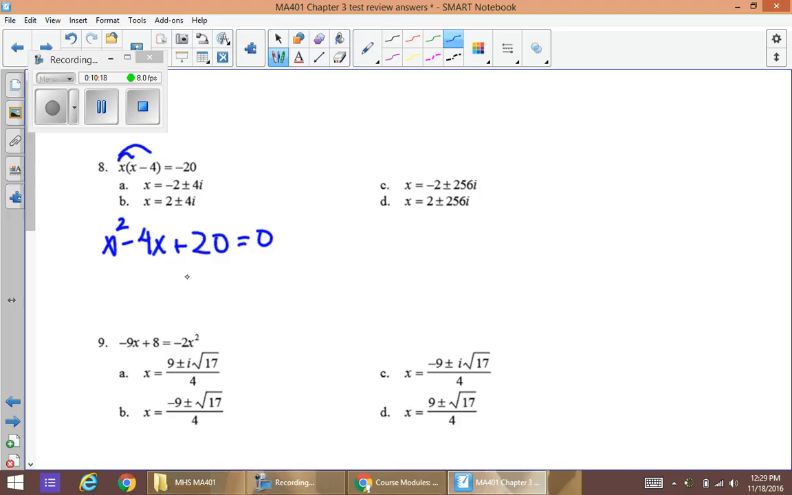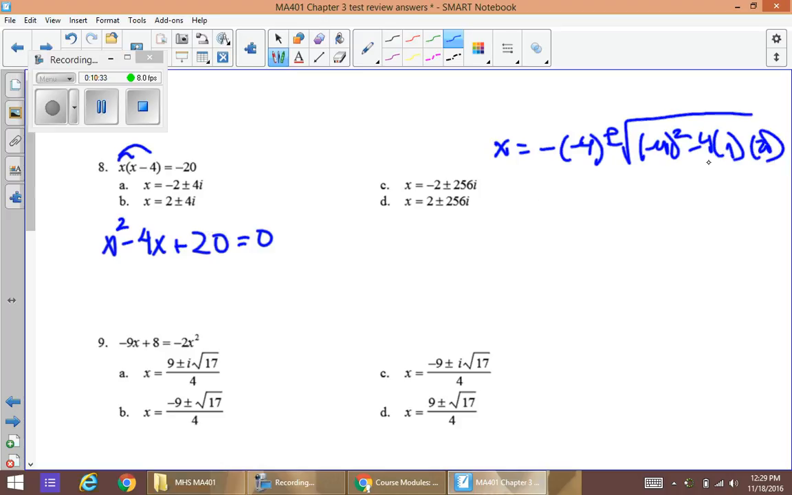And now we're going to sing the song. So x equals the opposite of b plus or minus the square root of b squared minus 4, a is a 1, c all over 2a. Okay, so let's see where to begin here.